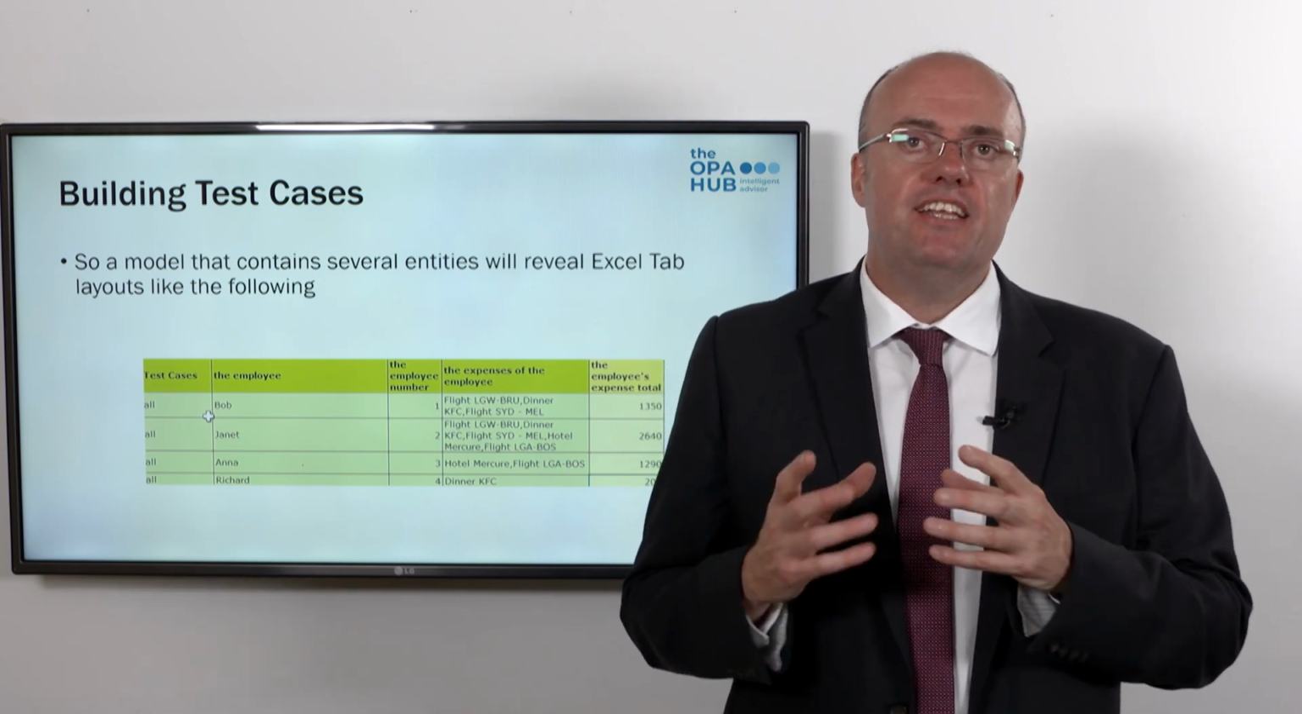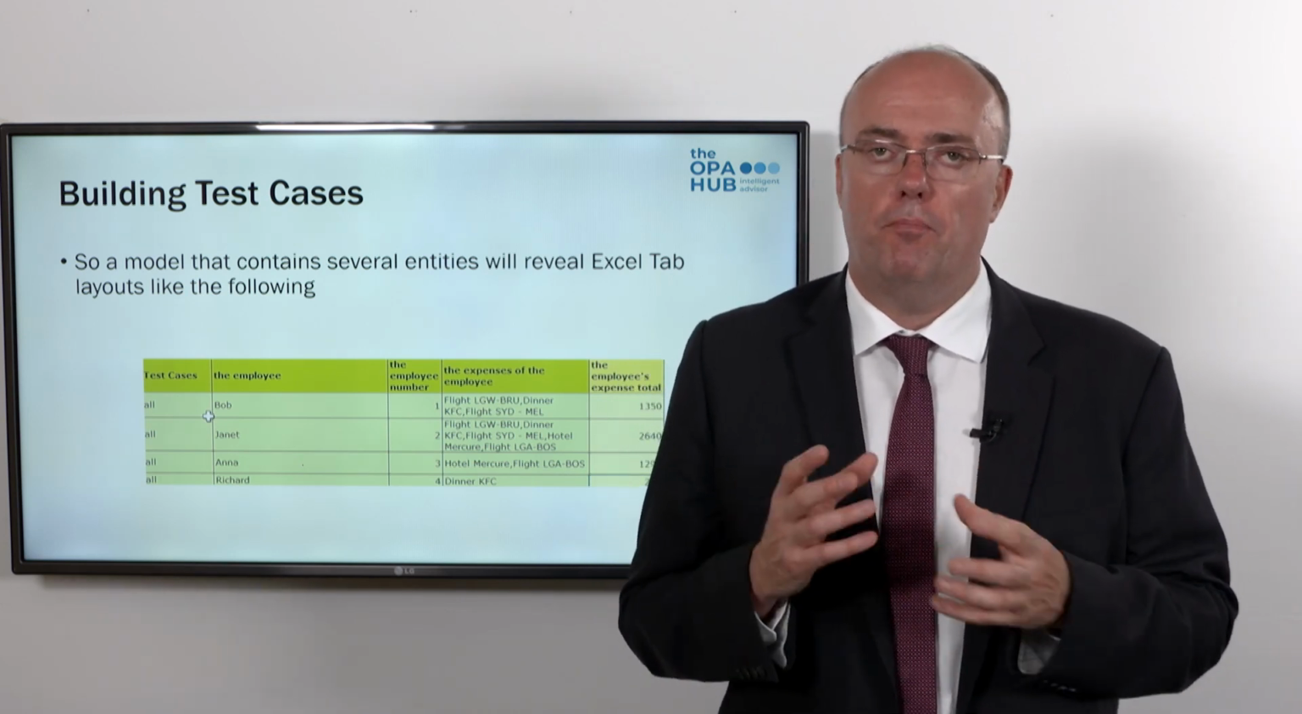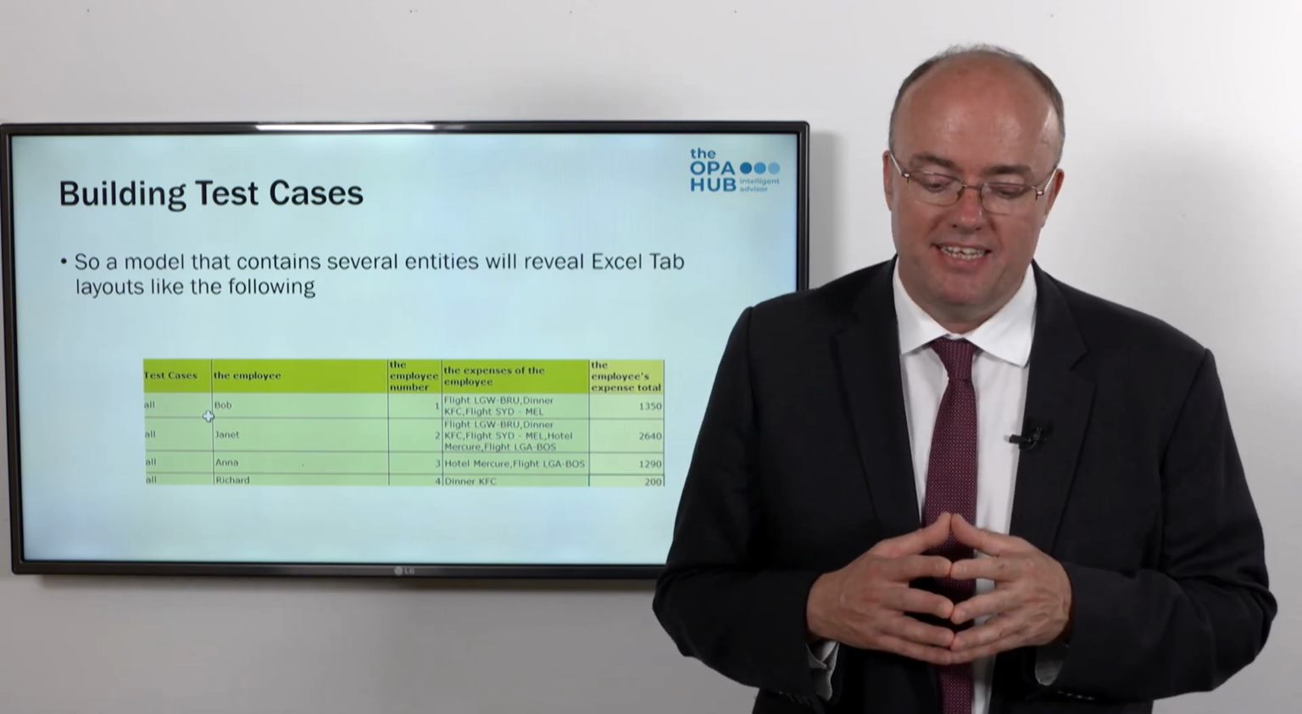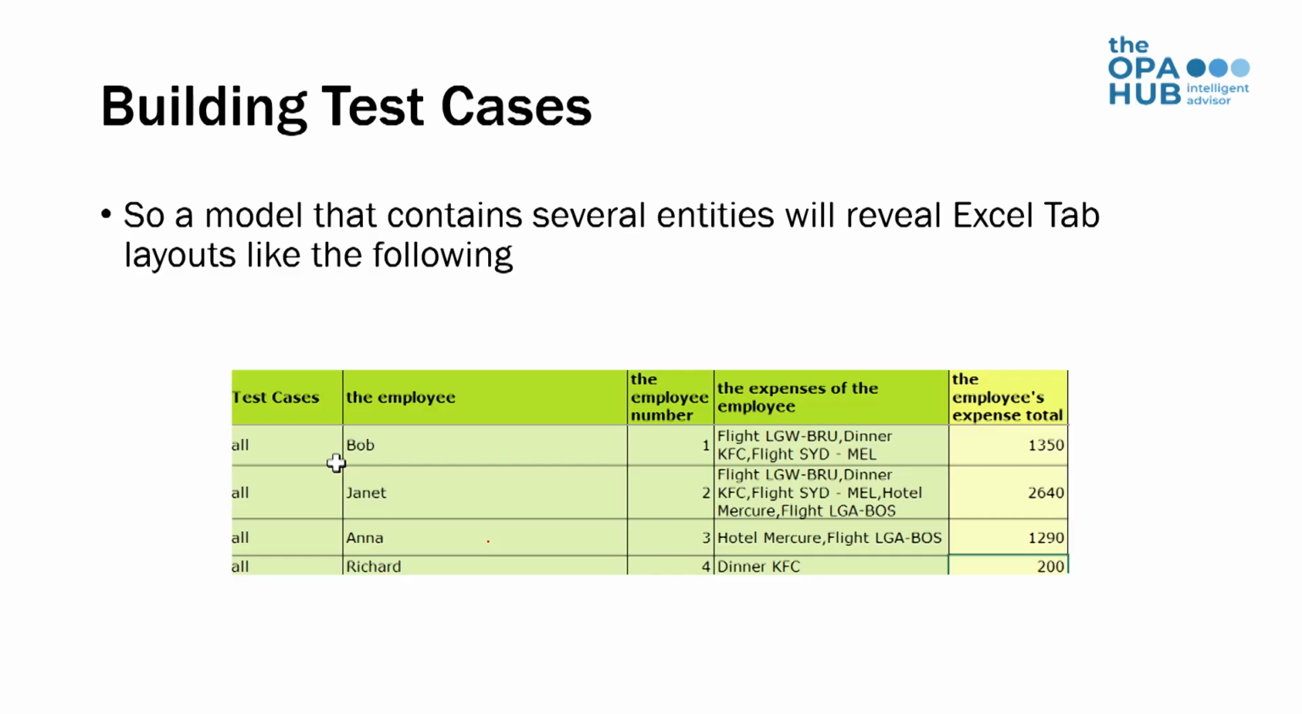So you need to get used to building what can be quite complex layouts. So this is the test case tab, this is the employee tab. So you have Bob the employee, who applies to all test cases. He's employee number 1. He has certain expenses. Those expenses will be on another tab. So I'll need to make sure that I've linked the correct expenses to the correct employee. If you're working in a language other than English, the comma that you see between the expenses may be different.